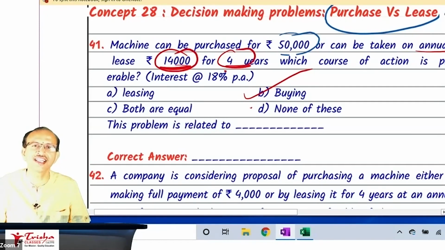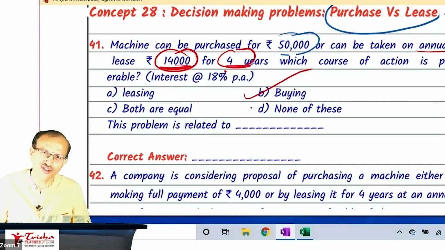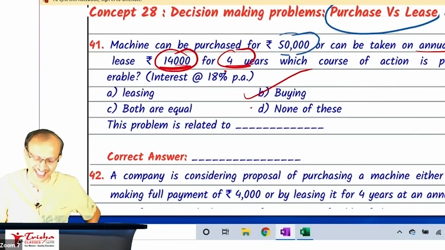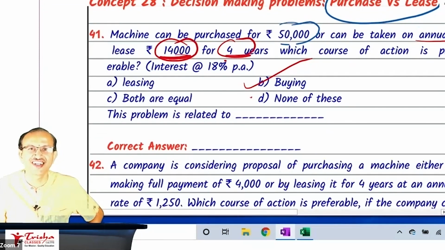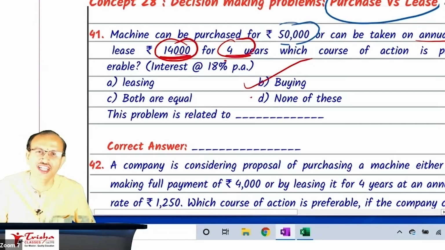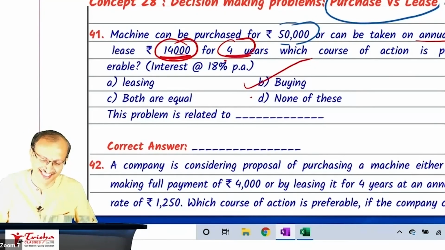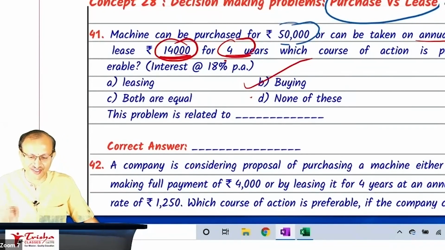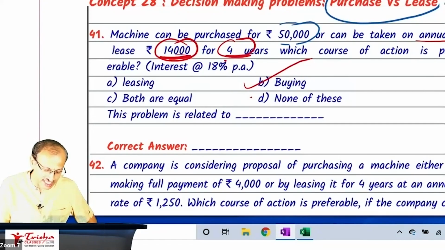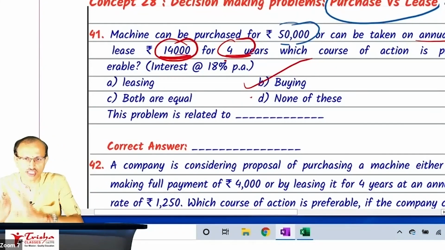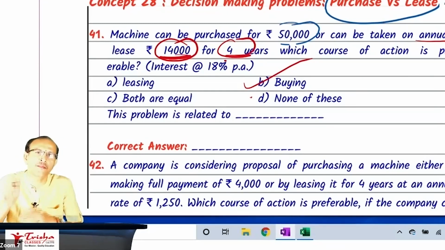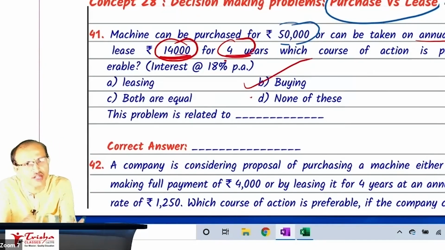Shall I tell my answer? Do you think if this was such a simple question they would have asked it? Definitely not. That is not the way to look at it. Even a school student will tell you 50,000 is better than 56,000. Everyone will say 50,000, but wait, they will ask you this in CA foundation. That's where you have to understand much deeper than this. Your logic is right, 50,000 here, 14,000 for 4 years is 56,000. You pay more in leasing, so don't go for leasing, go for buying.